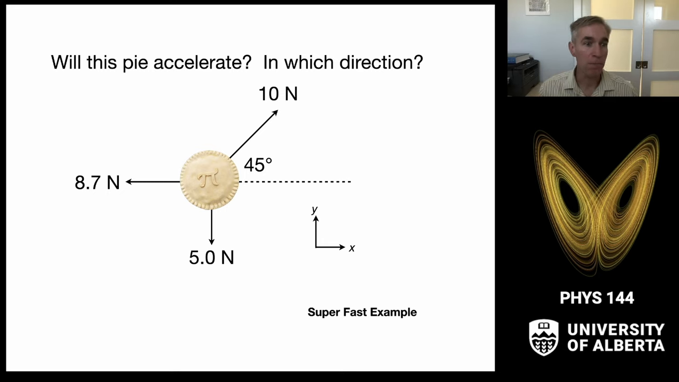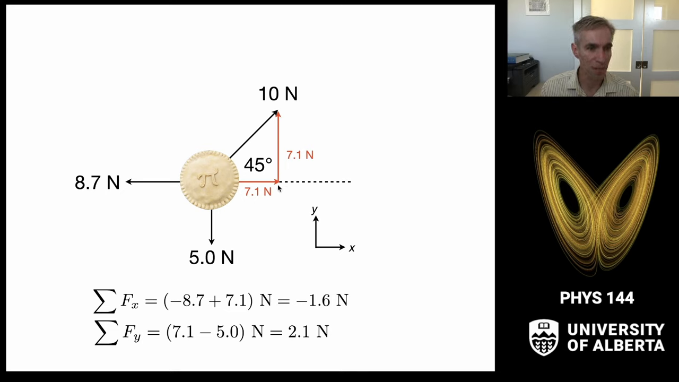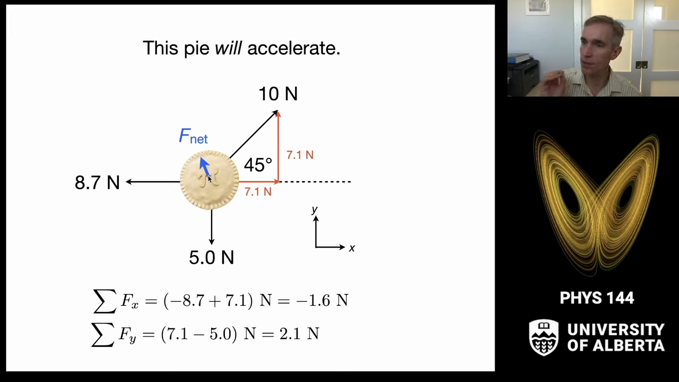Similarly, if we change the direction of the force, all of the magnitudes remain the same, we can find out that the pi will accelerate. So we do the same thing, and we break down our vectors into their components, and carry out the sum of the forces in both directions. The sum of the forces in the x direction is minus 8.7 newtons in the negative x direction, 7.1 newtons in the positive x direction, gives us a net force of minus 1.6 newtons in the x direction. In the y direction, it's going to be 7.1 up, 5 down, so it's a net force of 2.1 newtons in the plus y direction. And so that tells us the components of the force vector, and the direction of the net force vector is what tells us where the pi will accelerate. So the kinematics are going to say that the pi is going to shoot off in this direction with a net force set by these two components.